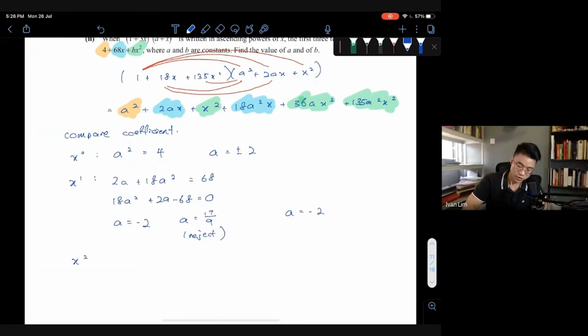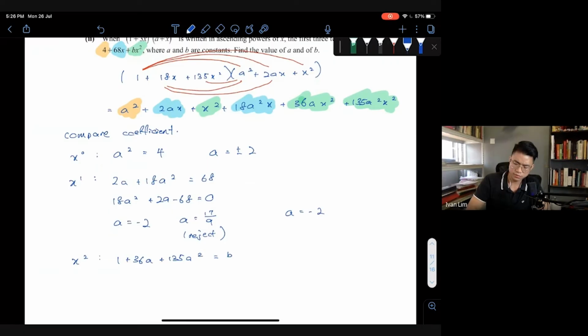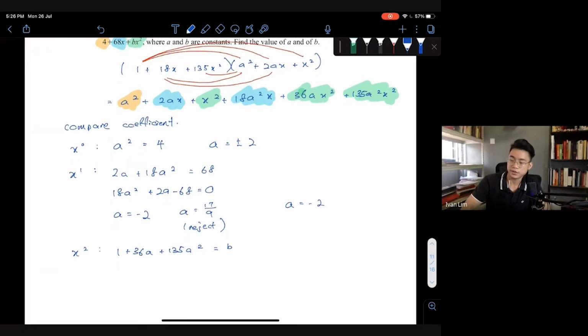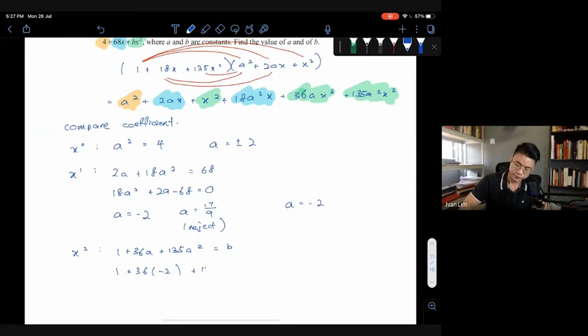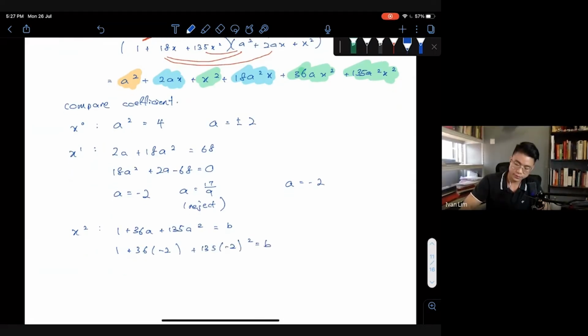Okay, x squared will give you 1 plus 36a plus 135a squared. And you substitute negative 2, equals 469. Wait, equals b. Yeah. Okay, so sub in negative 2 first. Yeah, I got 469. Then b is equals to 469.